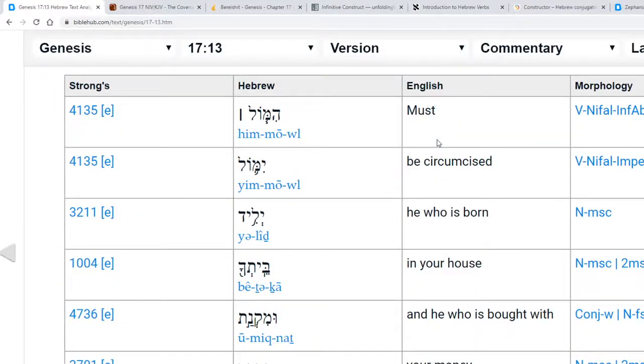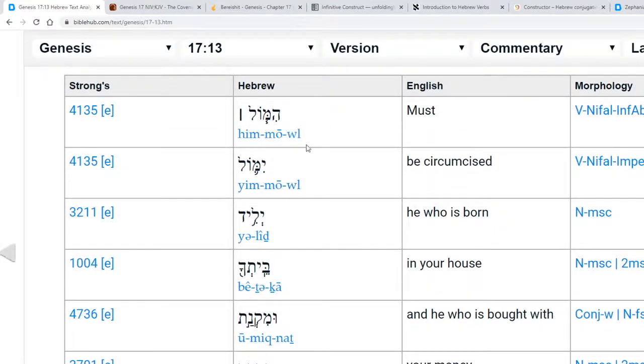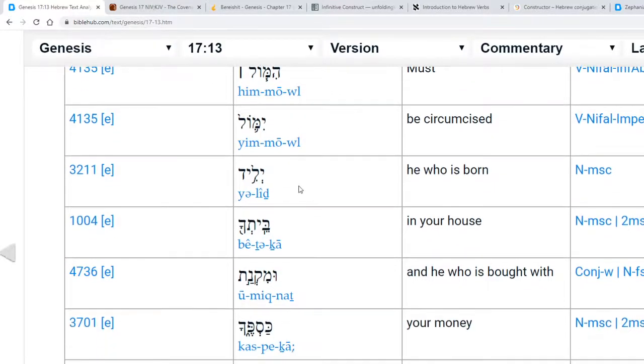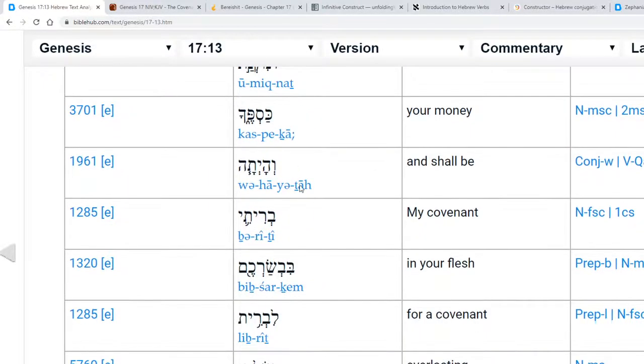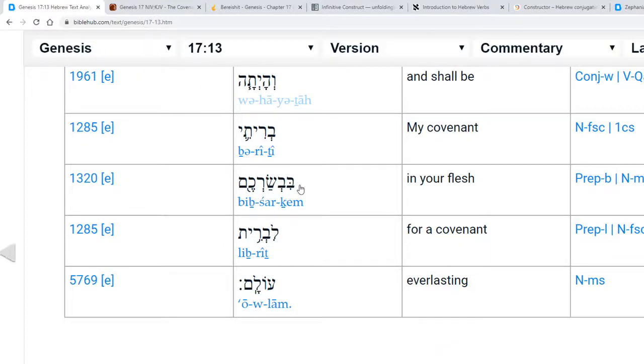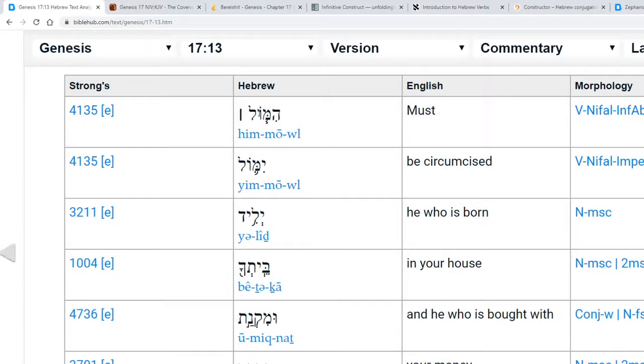Himol yimol. And this is where we're seeing that repetition. Himol yimol yelid beitcha umiknat kaspecha v'haita briti bivsarchem livrit olam. Okay, so this is the root to circumcise.